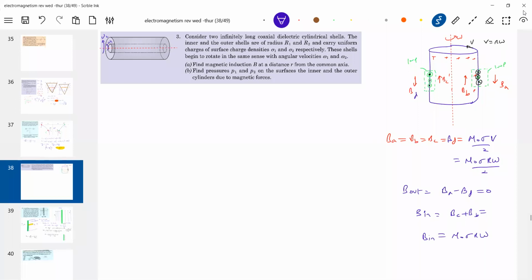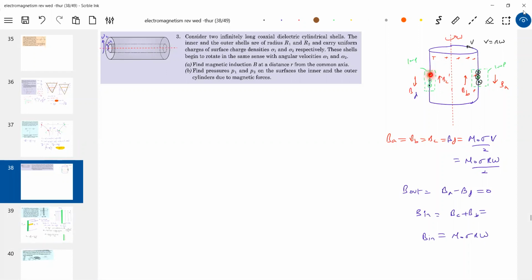Find the magnetic induction B at a distance R from the common axis. I think first let me have this background, then I'll enter into the problem. Will I agree this one? This will behave like a sheet which is moving into the plane. This will behave like a sheet which is moving out of the plane. So here out of the plane means charge will flow along the Z axis, out of the plane of paper. So this will be like a current flowing out of the plane of paper.